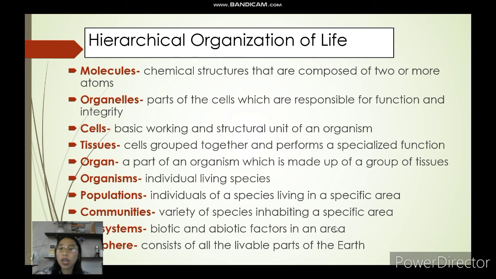So, how did I explain the difference between population and community? The population is made up of organisms of the same species. For example, population of dogs, population of cats, population of humans. So, this is a group of organisms living in a specific area, and they are of the same species. Whereas the community is the variety of species inhabiting a specific area.